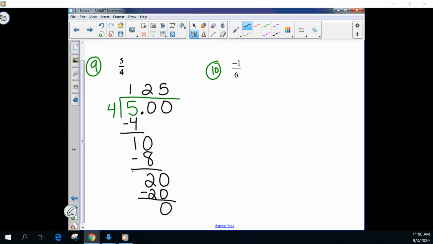So now I need to go back in and add in my decimal. So I need to count. I put in 2 decimal places, so I need to put in 2 decimal places and put my decimal right there. So my final answer would be 1.25.